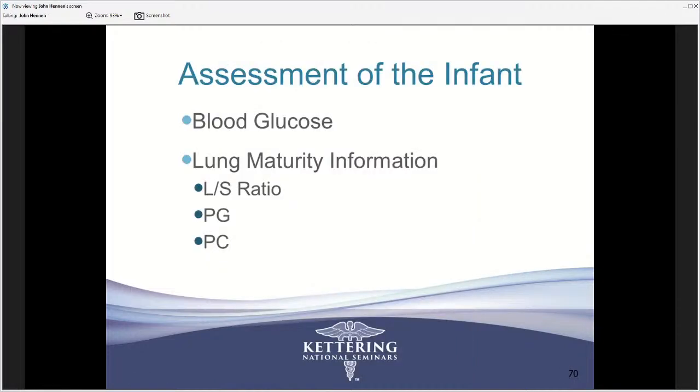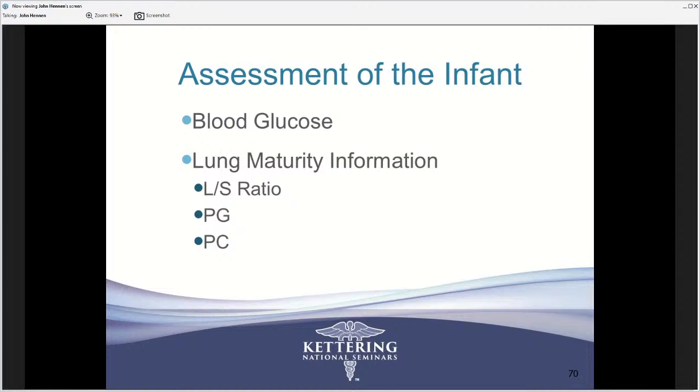The blood glucose. This is important to note in an infant. So highlight number 1: they're important for monitoring in infants. Number 2, term infants should have a value greater than 30. And number 3, premature infants should have a value greater than John's favorite number, 20.